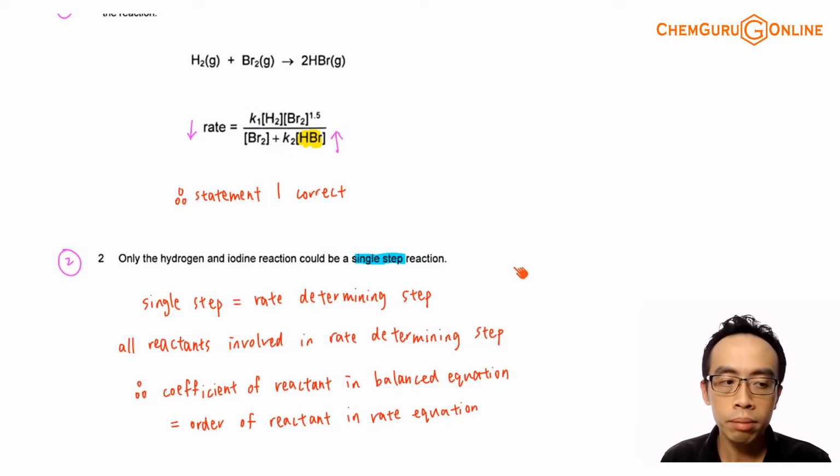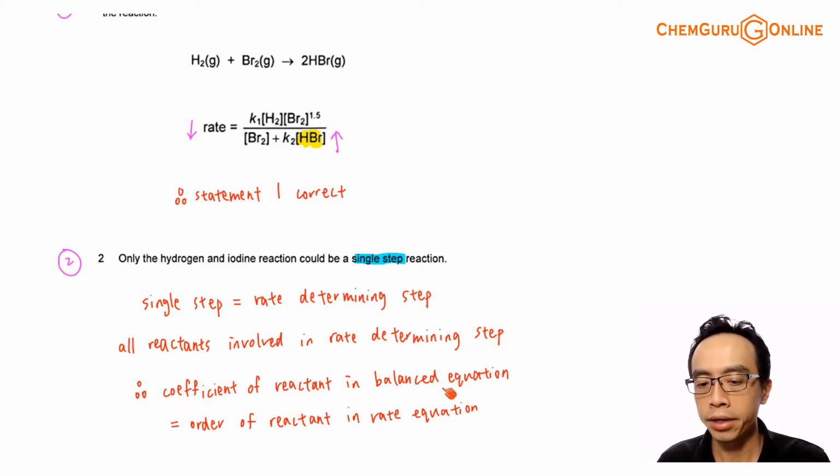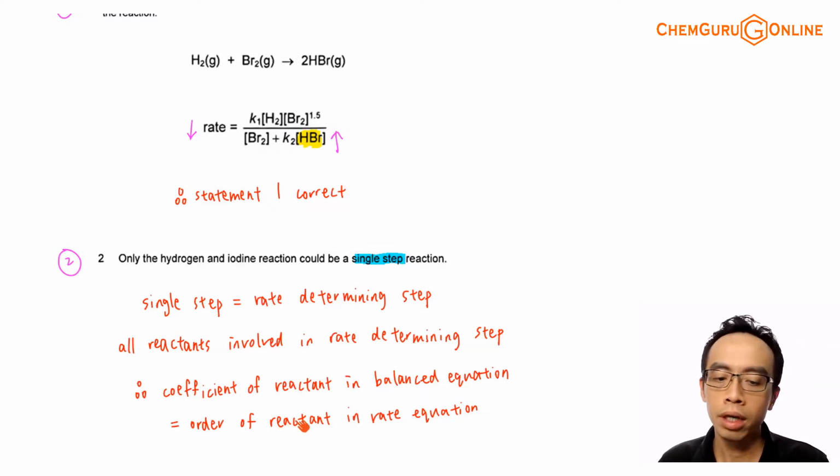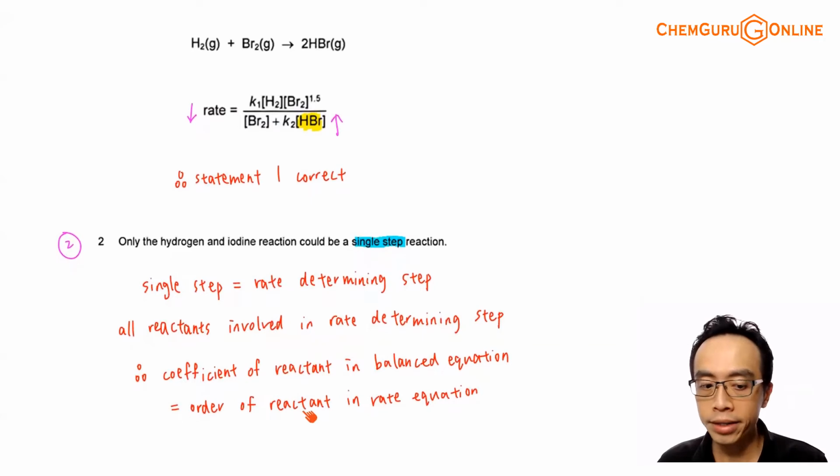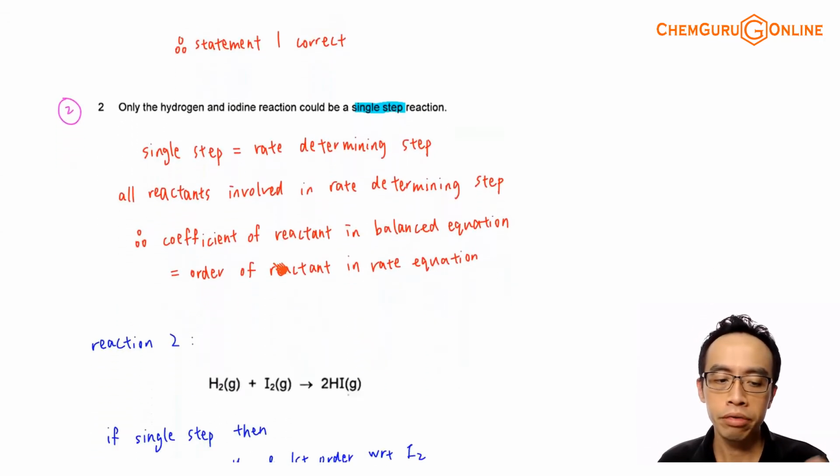So in the slow step, if you have one reactant A, this means that in the rate equation, this will be first order with respect to A. If in the slow step I have 2A involved, then in the rate equation, this will be order 2 with respect to A. So the coefficient for the reactant in the rate determining step will correspond to the order of the reactant inside the rate equation. So let us try to apply this idea for each of these reactions.